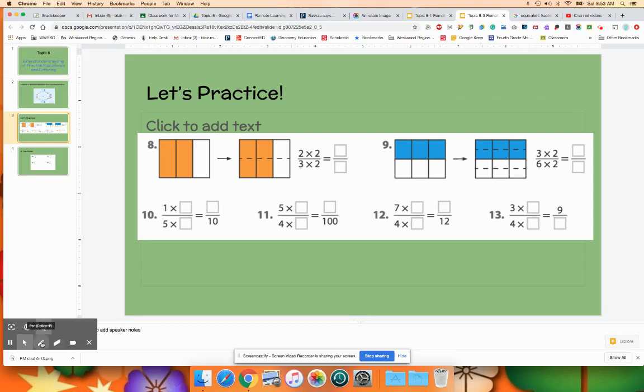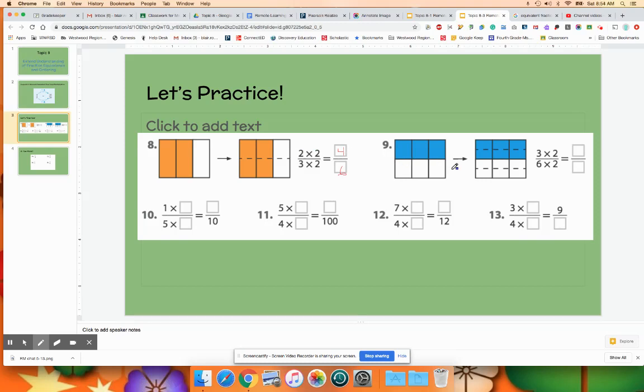So here we have a few models just to reinforce the concept. 2/3. We're going to cut it in half here, so you're multiplying it by 2. And so here they show the multiplication. 2 times 2 is 4, and 3 times 2 is 6. And if you look here, there are 6 total, that's your denominator, and 4 have been shaded in. So 2/3 equals 4/6.